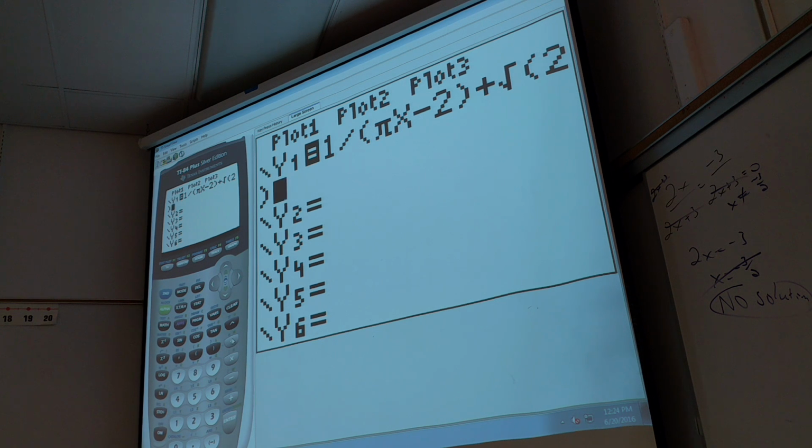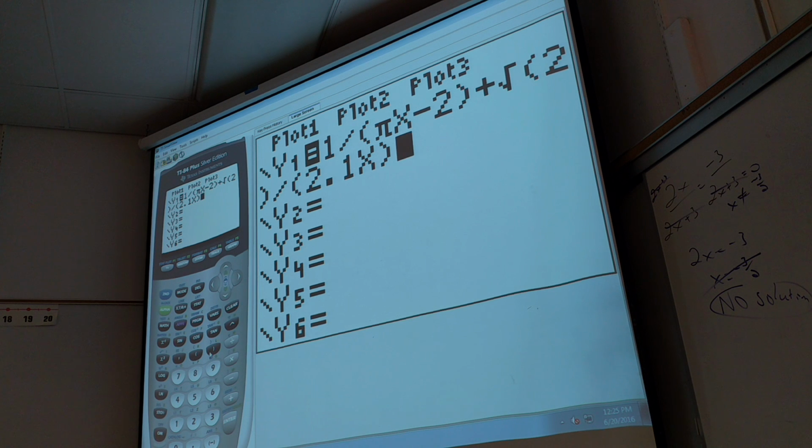So square root of 2 divided by parenthesis 2.1x. Alright, that's the one side by itself. So you guys see how I had to use parentheses again to tell it that whole 2.1x is on the bottom.